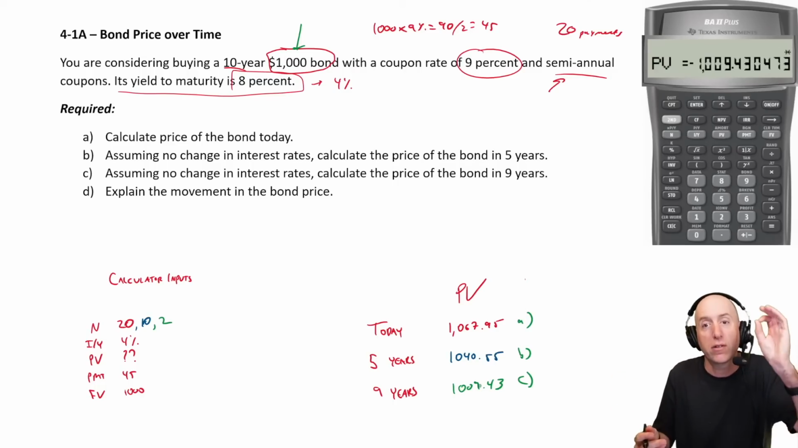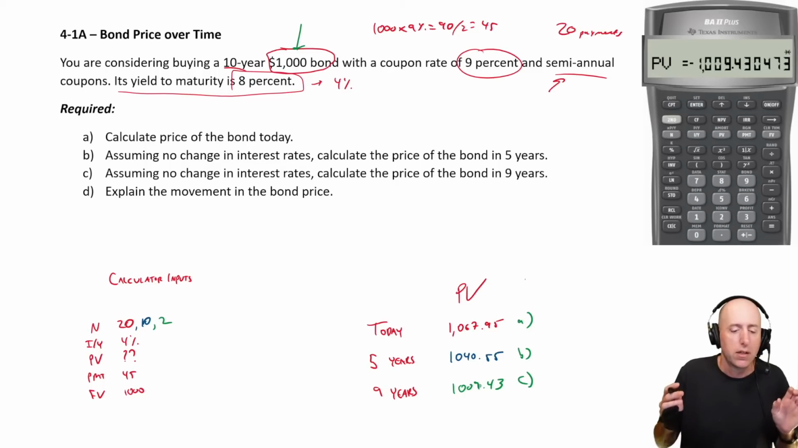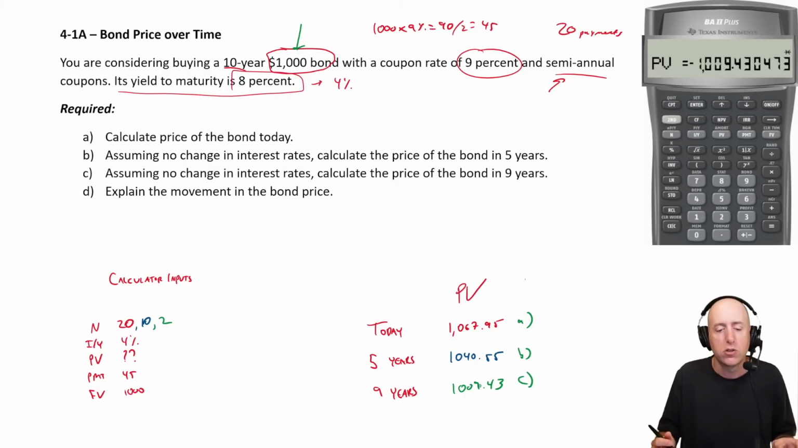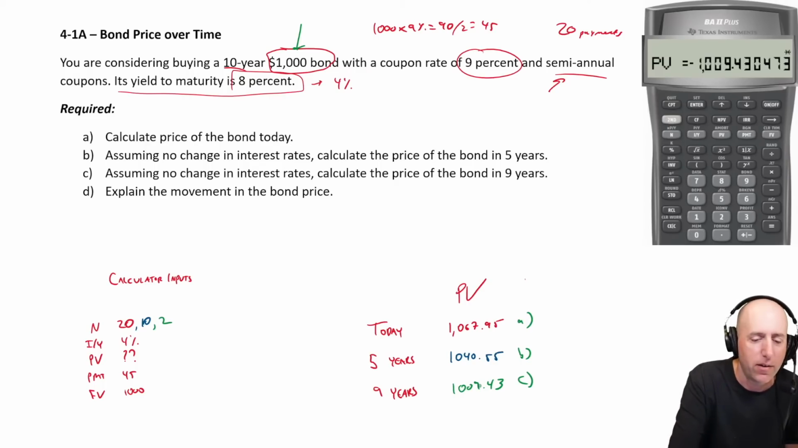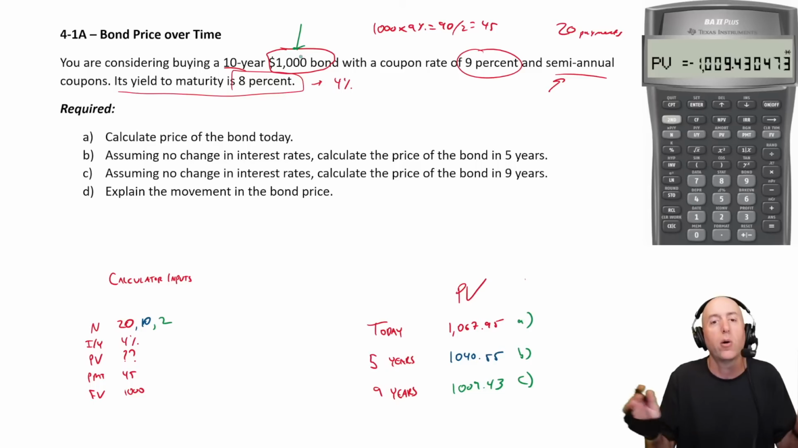The premium's going to go down to zero because they're just going to pay me back $1,000 without a premium or without a discount. So we expect the movement of any bond to be closer and closer to the maturity value as the maturity date approaches. So again, closer and closer to $1,000 face value as the maturity date approaches. Okay, there we have it.